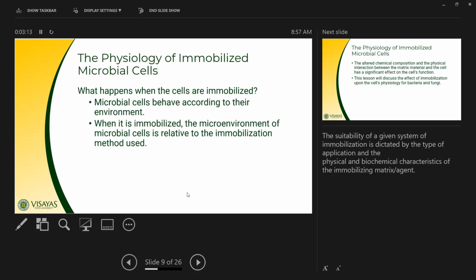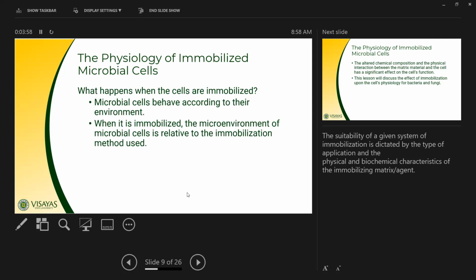We have already known, class, from the previous lesson, lesson 1, that there are many methods of immobilization that give an advantage to the fermentation and the overall production: it may reduce labor cost, and it may increase the concentration of the biological product that is wanted to be produced.